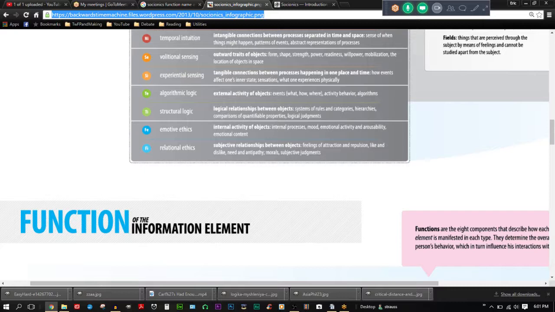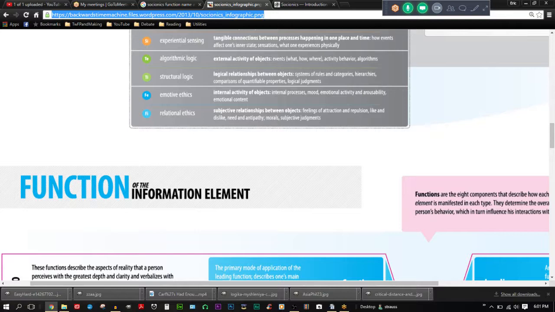Then TE and TI are described as algorithmic logic and structural logic, which is another kind of nice distinction there. I think we understand what algorithmic logic is pretty easily enough. It's pretty straightforward. But the description of structural logic is logical relations between objects, systems of rules and categories, hierarchies, comparisons of quantifiable properties, logical judgments. Algorithmic logic they call external activity of objects, events, what, how, where, activity, behavior, algorithms.